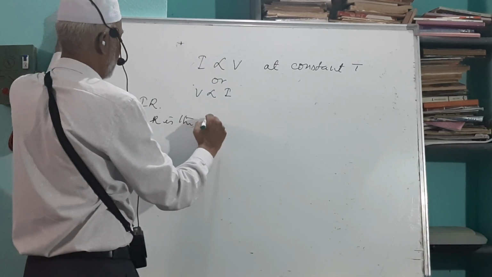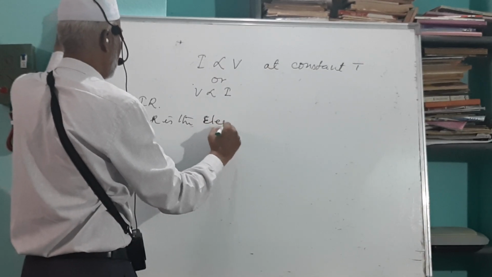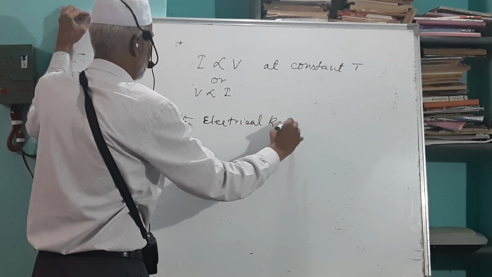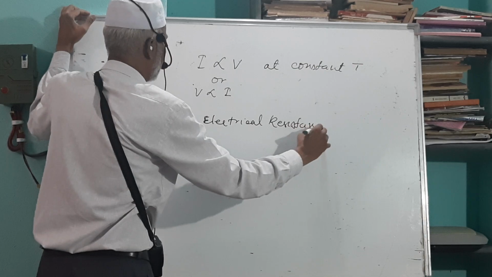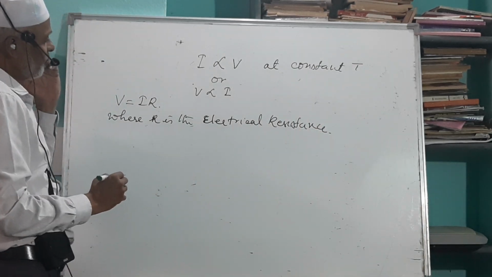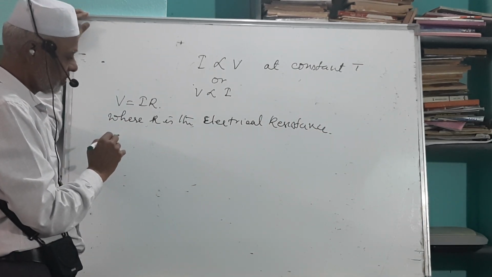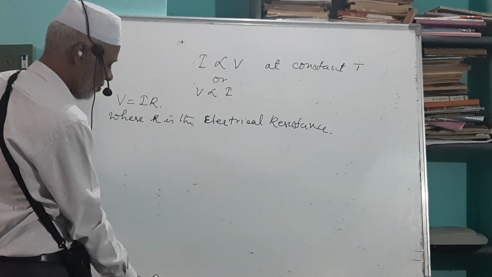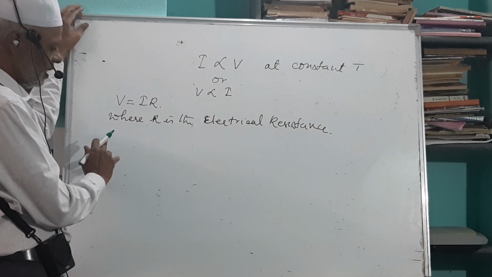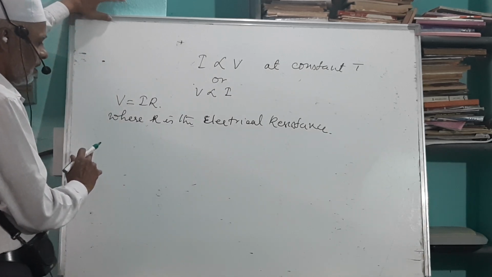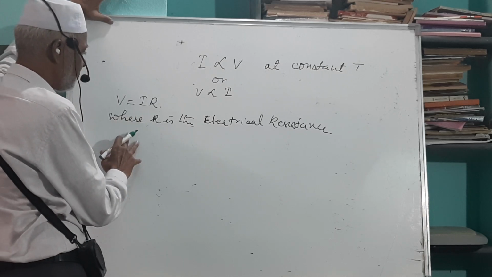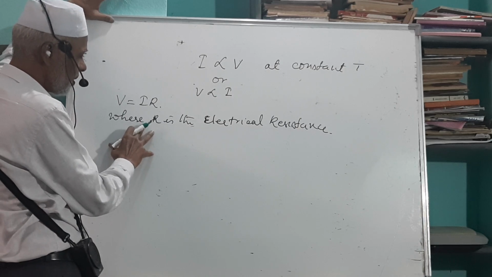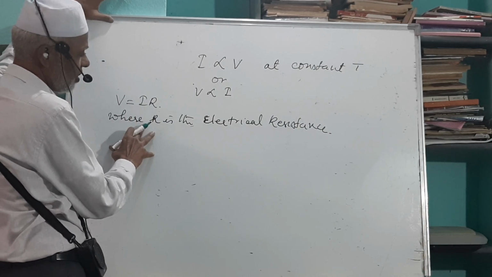resistance of electrical resistance. So the question is, what is the electrical resistance? The opposition offered by the conductor for the flow of charges is known as the electrical resistance. It is a property of the conductor, or the nature of the conductor.